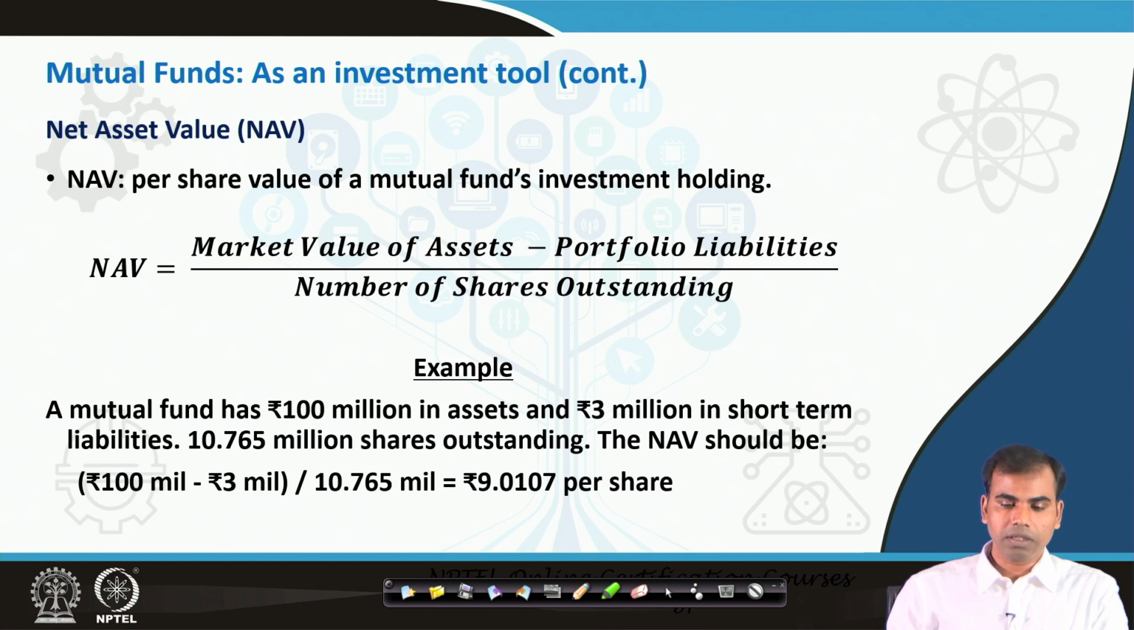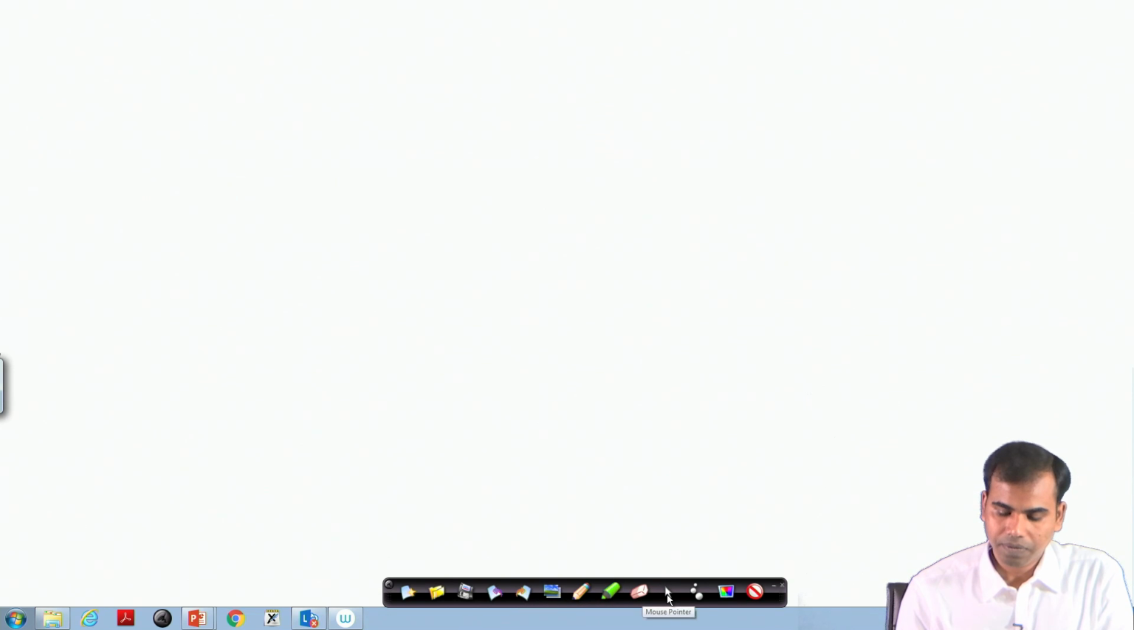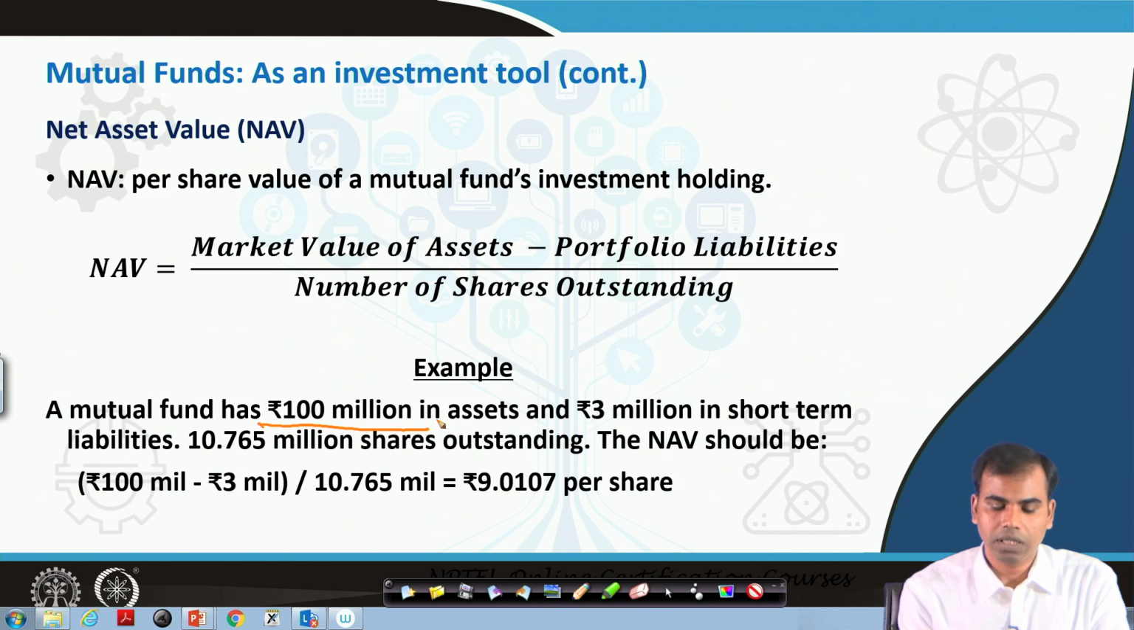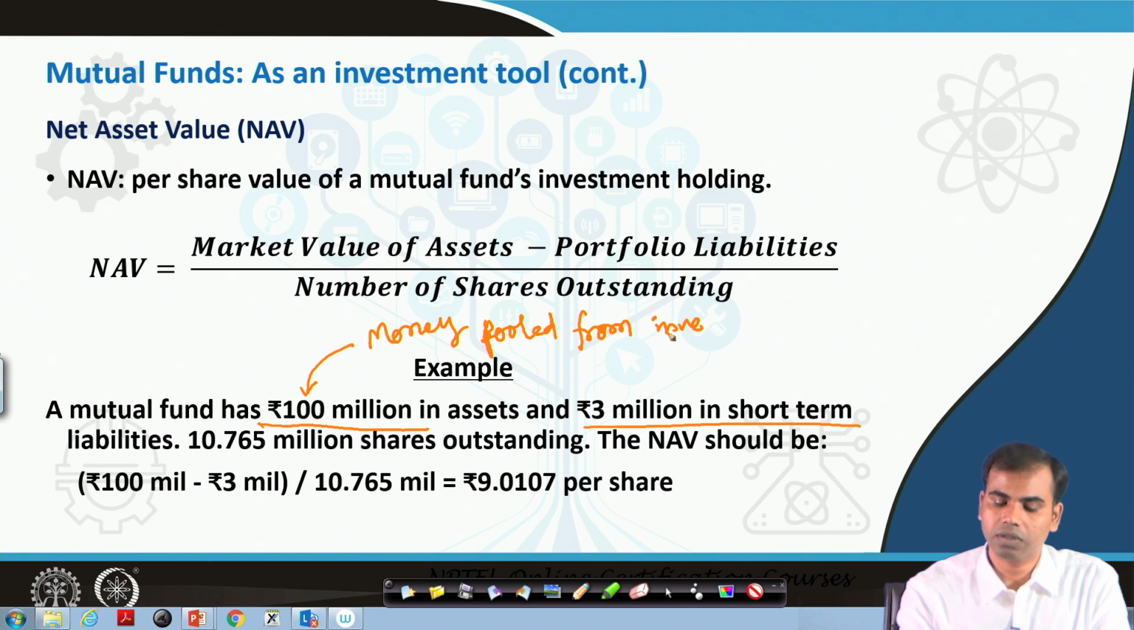If you look at the example given on the screen, you can see that there is a mutual fund which has 100 million rupees in assets, which is basically the amount pooled from different investors, and 3 million in short term liabilities. So, assets are basically money pooled from investors and their value. This is the money pooled from investors or the shareholders who are holding the units of this mutual fund.